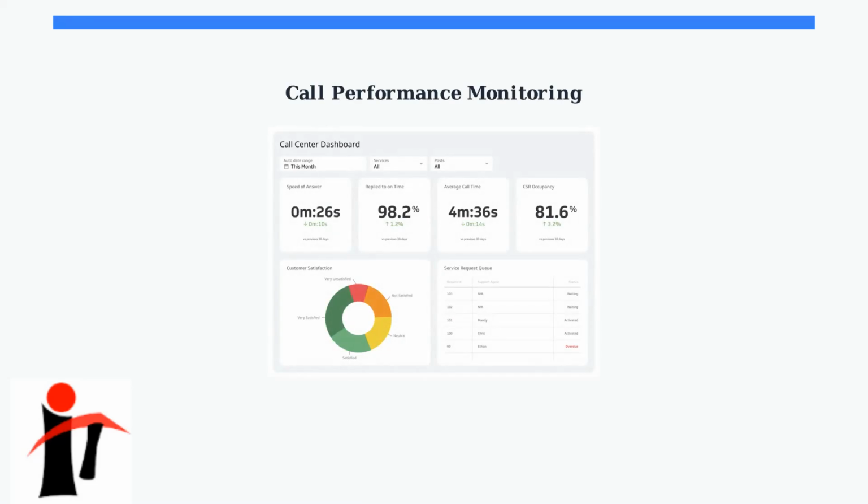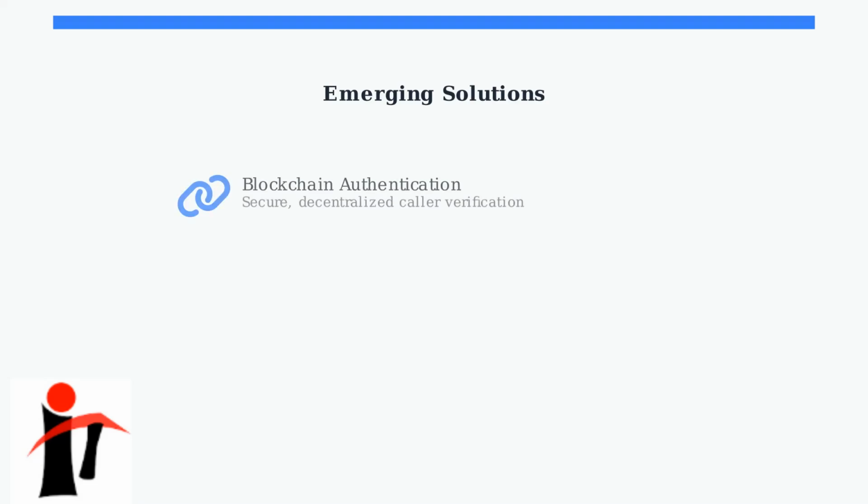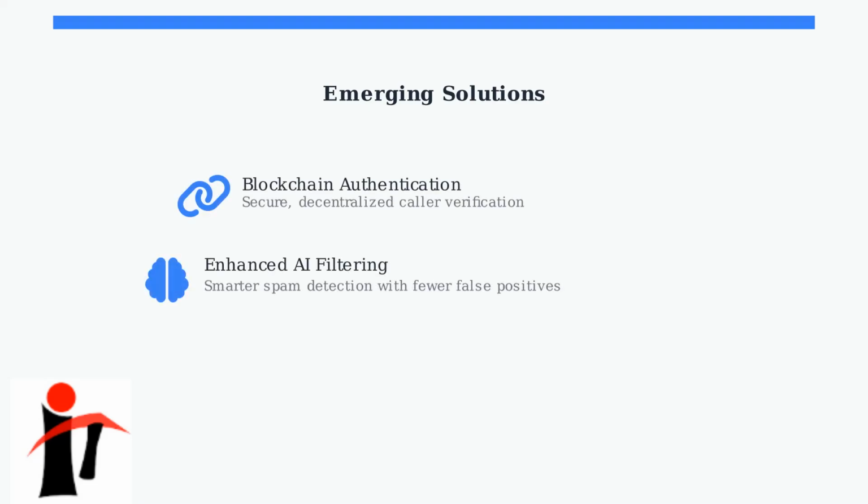Regular monitoring is crucial for identifying call blocking issues early. This call center dashboard shows key performance indicators including call completion rates, response times, and customer satisfaction metrics that help track communication effectiveness. Looking ahead, emerging solutions include blockchain-based authentication for secure caller verification and enhanced AI filtering systems that can better distinguish between legitimate calls and spam, reducing false positives.